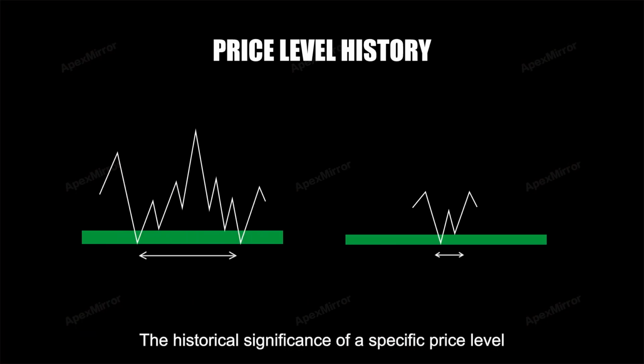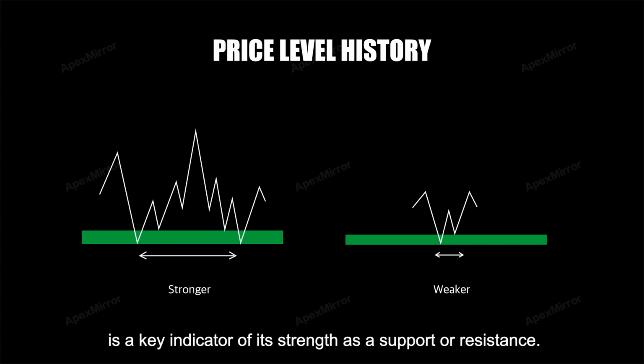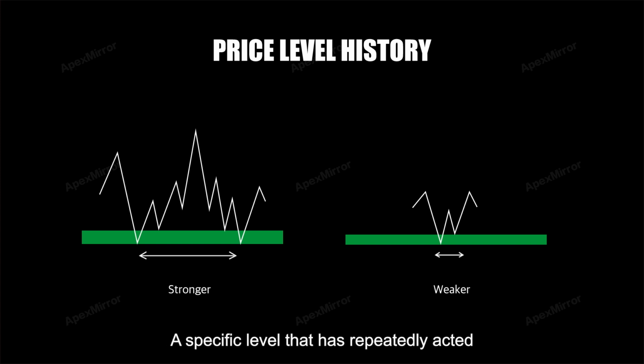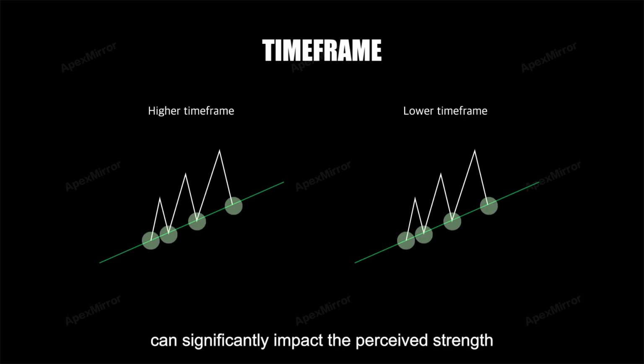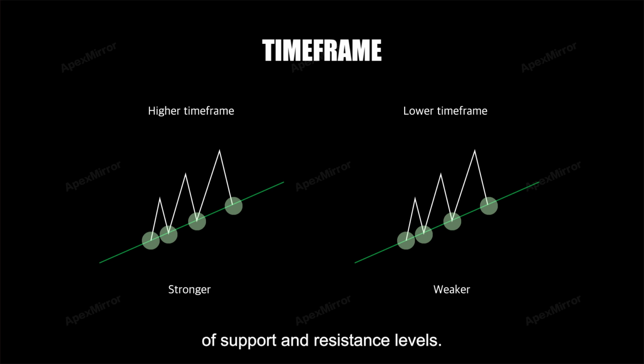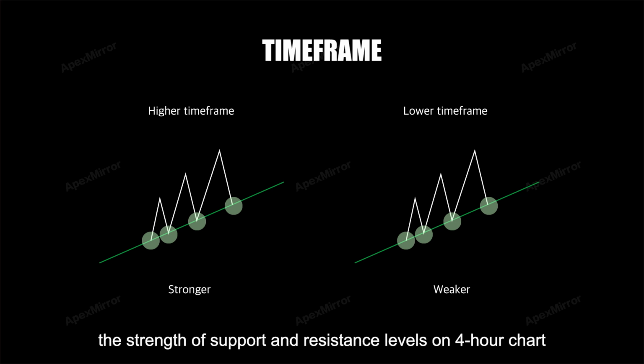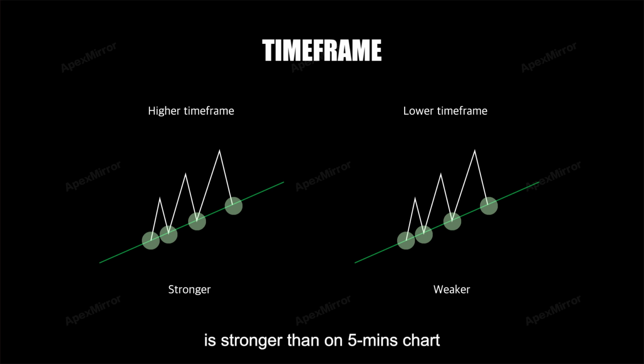Price level history. The historical significance of a specific price level is a key indicator of its strength as a support or resistance. A specific level that has repeatedly acted as a turning point and barrier for price movements over an extended period is more likely to be stronger. Time frame. The time frame of the chart being analyzed can significantly impact the perceived strength of support and resistance levels. Generally, the higher the time frame, the more significant these levels become. For example, the strength of support and resistance levels on a 4-hour chart is stronger than on a 5 minutes chart.